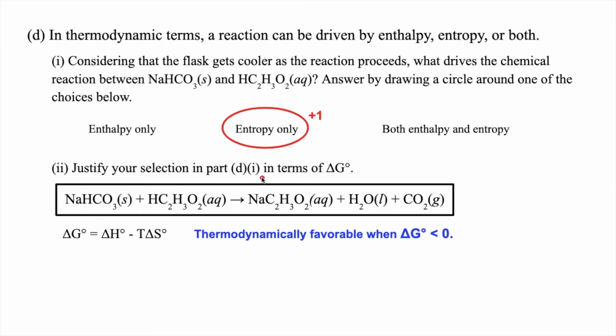Since this reaction is endothermic, the delta H value is positive. So if we want delta G to be negative, delta S has to be a positive number. Therefore, entropy has to increase.